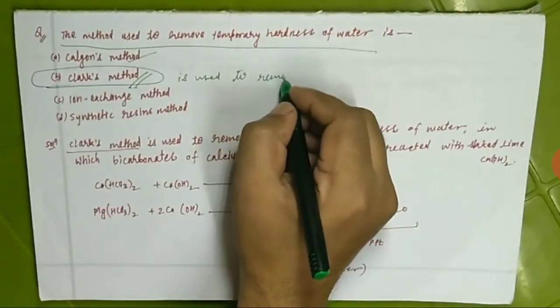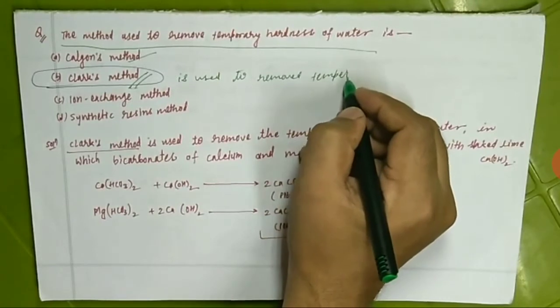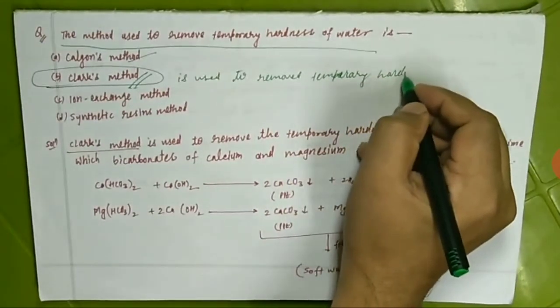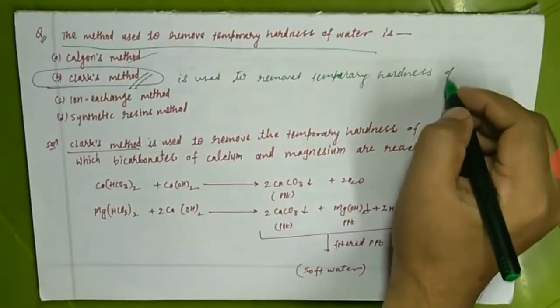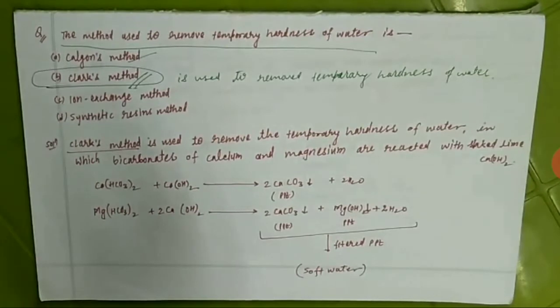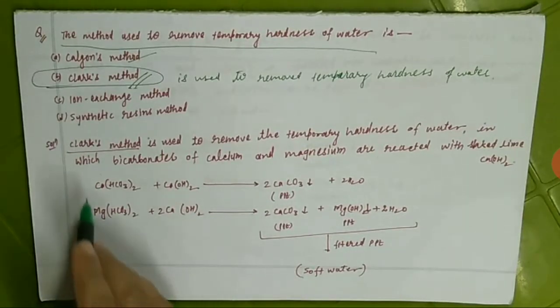remove temporary hardness of water. So please keep in mind which method is used to remove the temporary hardness of water. Our answer will be the Clark method. And what is the Clark method that we need to understand?